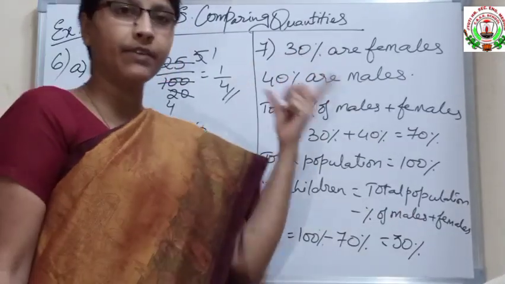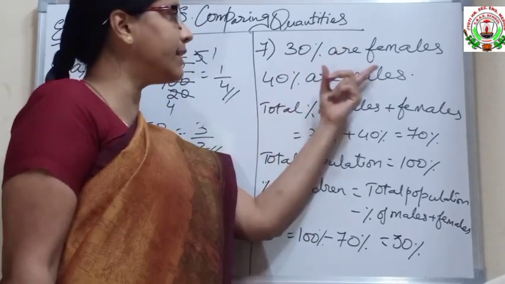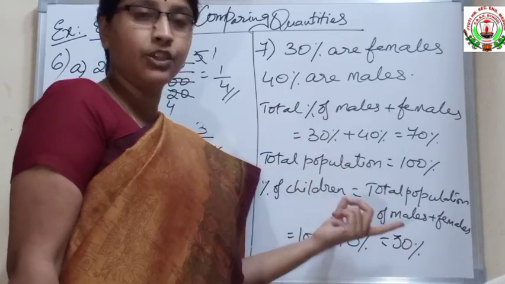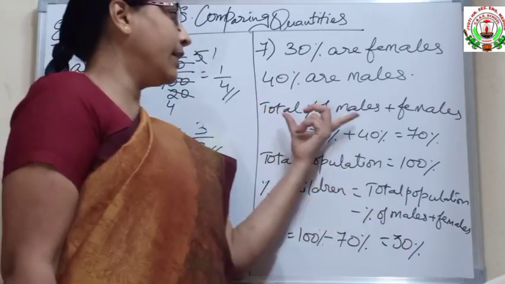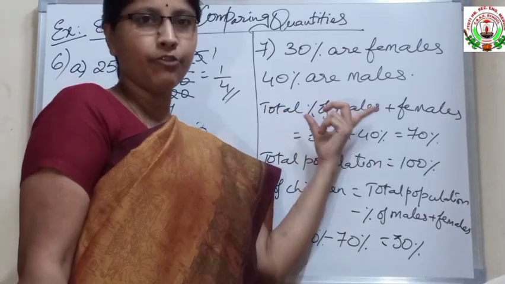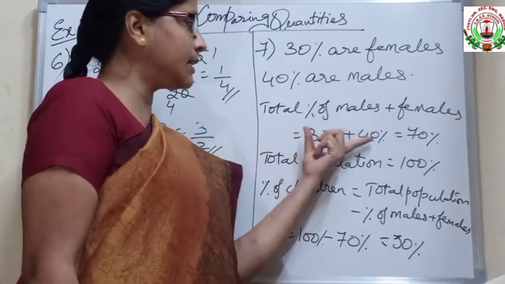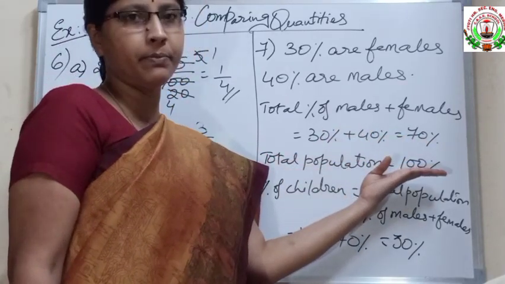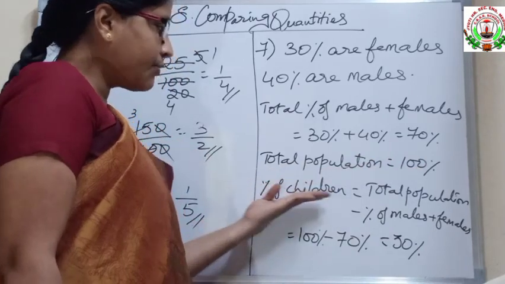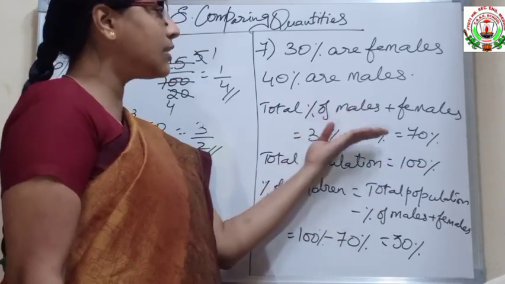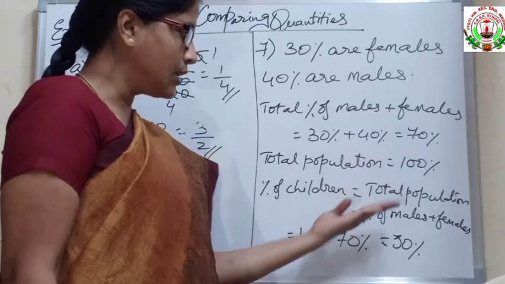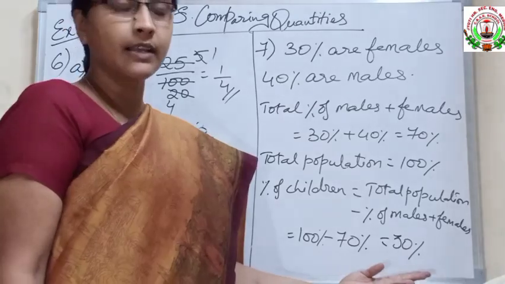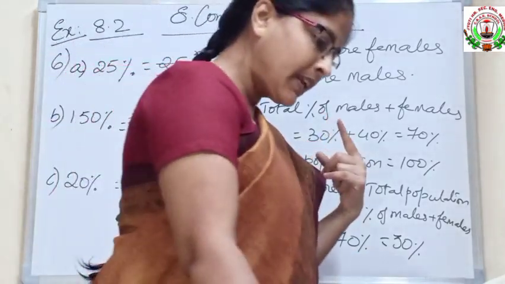See, in the 7th one they have given that in a city there are 30% females and 40% males. So we have to find the percent of children in that city. I have added the total percent of males and females, 30% plus 40%, as 70%. And I have taken the total population to be 100%. So the percent of children will be total population minus the total percent of males plus females. So 100 minus 70, that is 30%. The percent of children is 30%. So this is your 7th question.